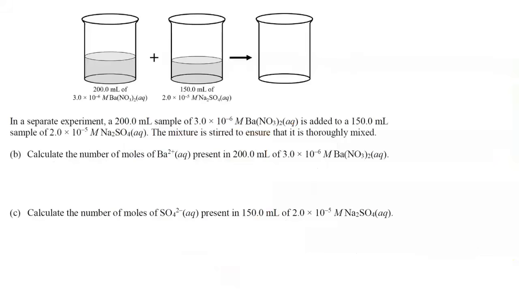All right, so back to parts B and C of this question. Volume, 200.0 milliliters. I'm first going to convert from volume in milliliters into liters. So I'm going to multiply by 1 liter over 1,000 milliliters.